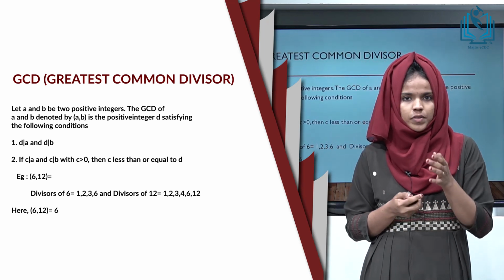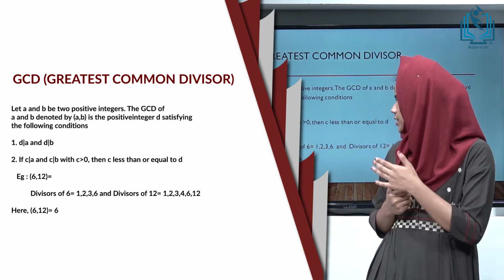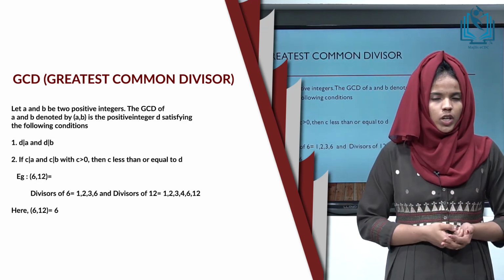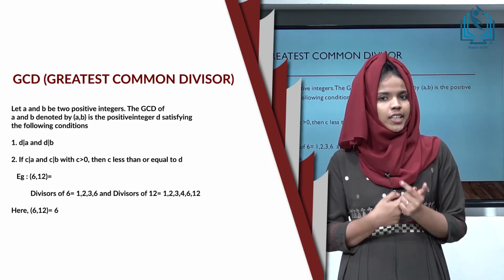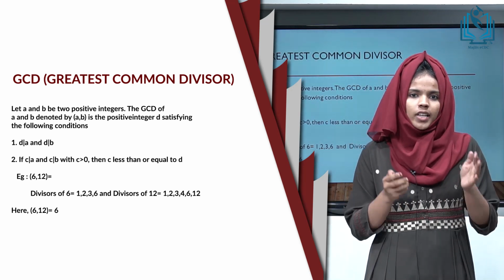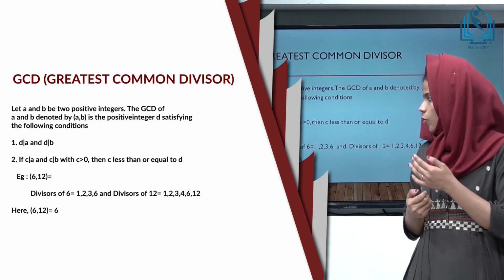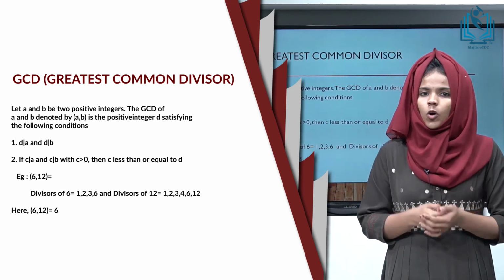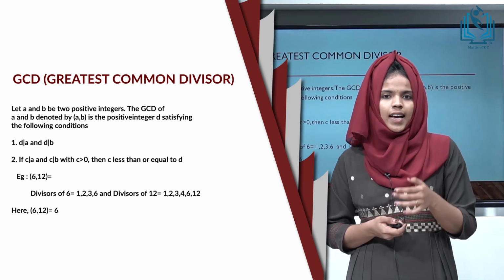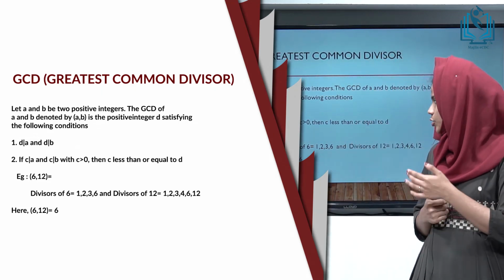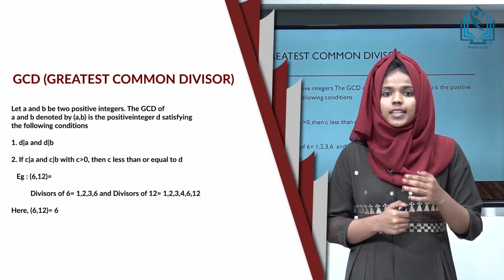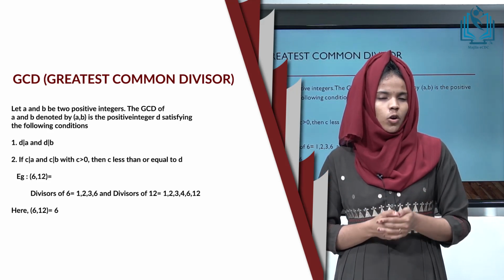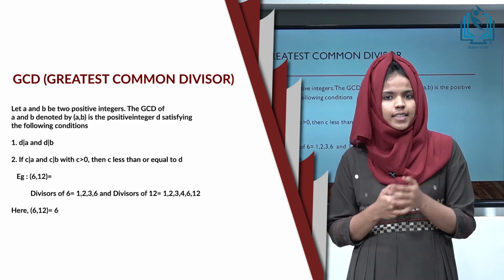So, divisors of 6 are 1, 2, 3 and 6, and 12 can be written as 1 into 12, 2 into 6 and 3 into 4. So, divisors of 12 are 1, 2, 3, 4, 6 and 12. The common divisors of 6 and 12 are 1, 2, 3 and 6. Then the greatest among them is 6. So, GCD of 6 and 12 is 6.